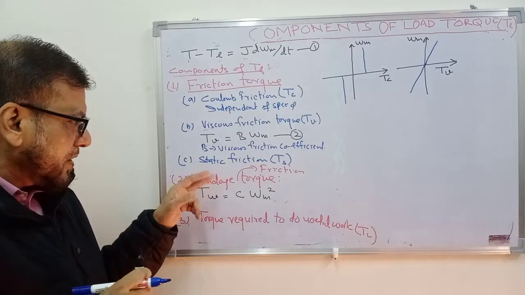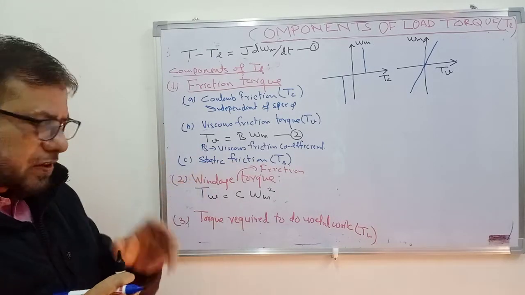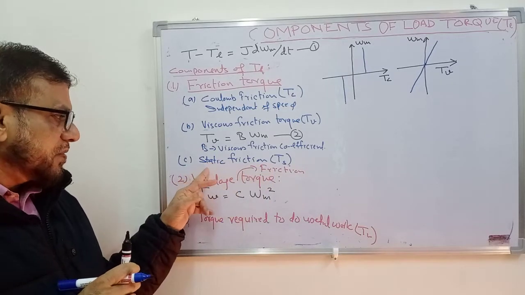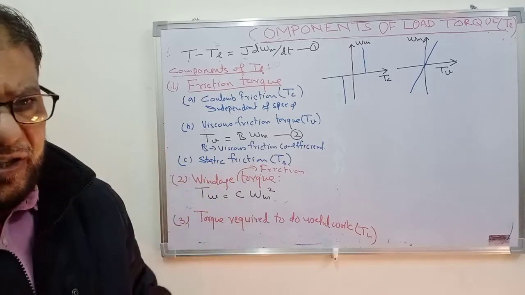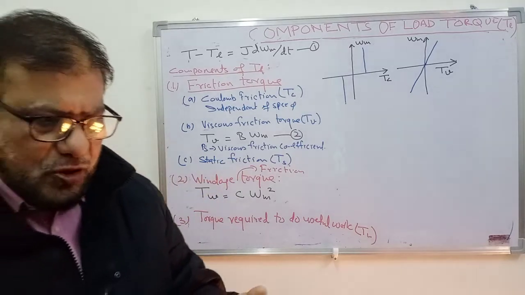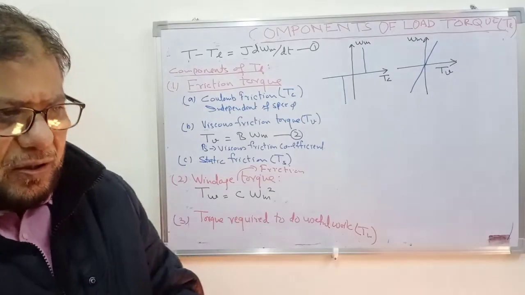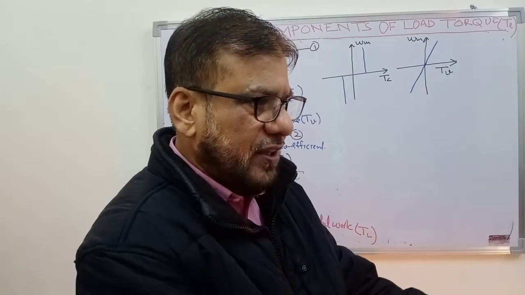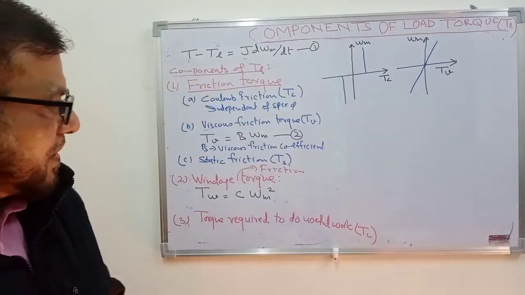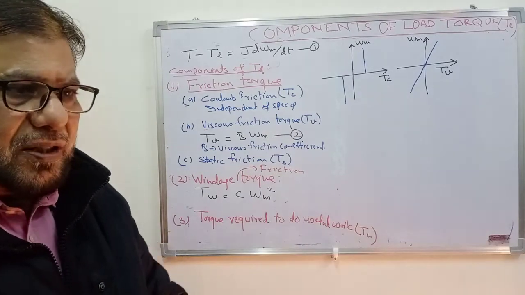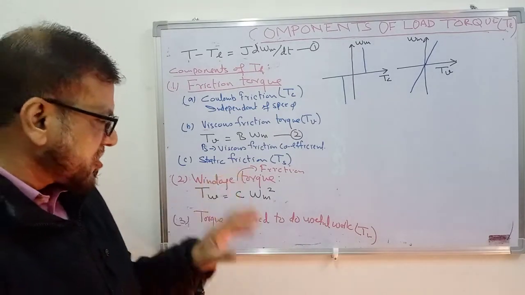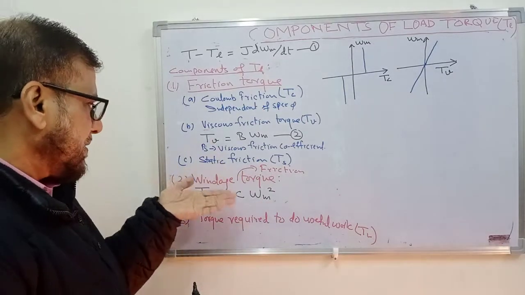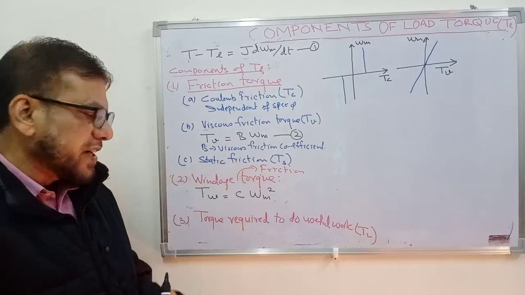The third component of torque is known as static friction torque, TS. As the name suggests, it is only present near static condition, near zero speed. Whenever you push something, if you try to push some table, in the beginning the force required is higher, but as the table starts moving, the force required to move it reduces. It is because of some additional force required to move during starting. So that torque that the motor has to overcome is known as static friction torque.